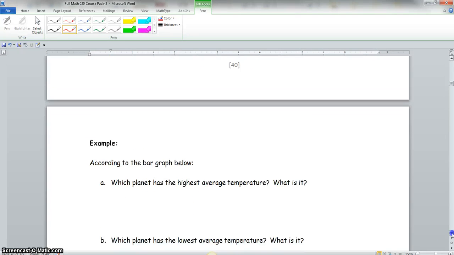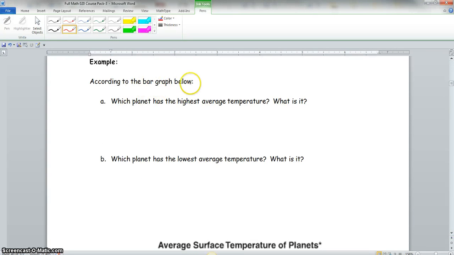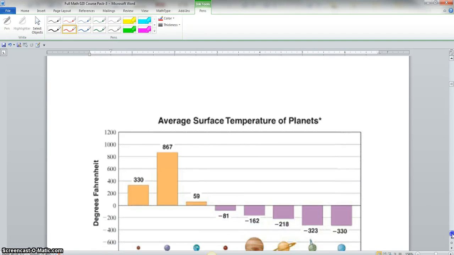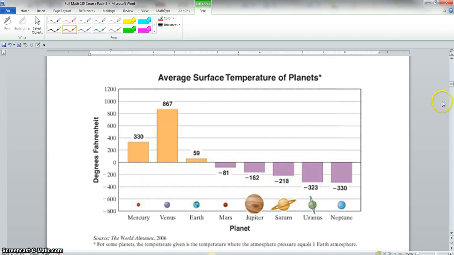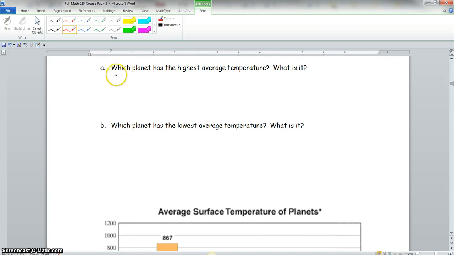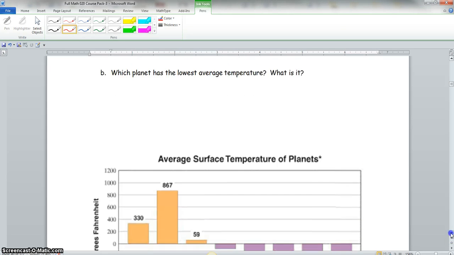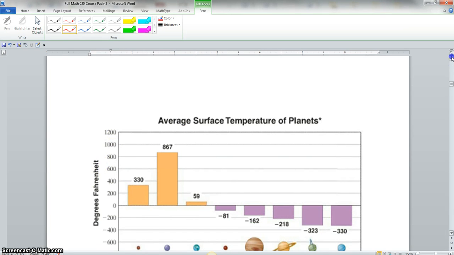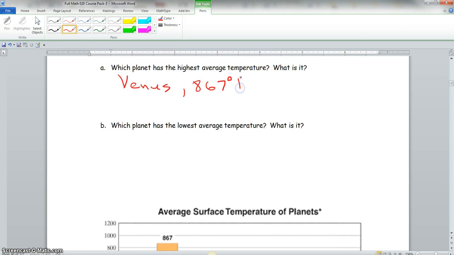Now we come down here to this next example. According to the bar graph below, which planet has the highest average temperature? Now we look here at this bar graph. The highest average temperature belonged to Venus. Okay, so it's Venus, and we're asked what it is. At the top of Venus, it has 867 degrees. Now we have to check and see if it's in Fahrenheit or Celsius, just to be sure. It says degrees Fahrenheit, so we will put Fahrenheit. So it's 867 degrees Fahrenheit.